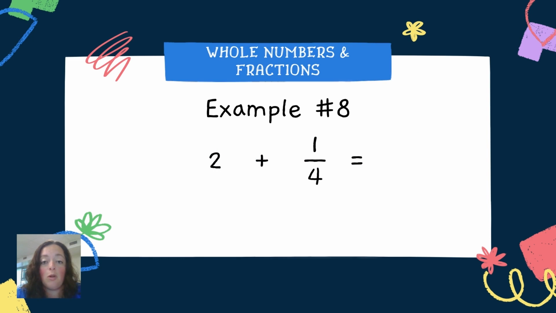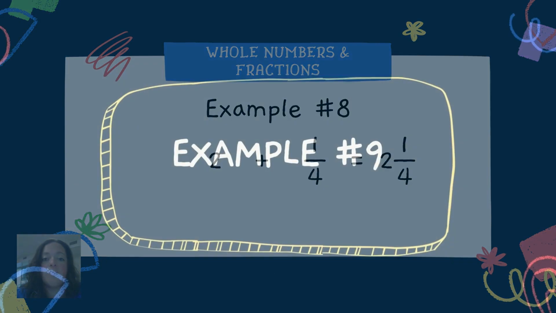Example 8. Again, we have some whole numbers. This time we're adding 2 plus 1/4. Let's think of a pizza. If we have 2 whole pizzas and we have 1/4 of a pizza and we put them together, how much pizza do we have? We have 2 and 1/4 pizzas. So 2 plus 1/4 is 2 and 1/4.